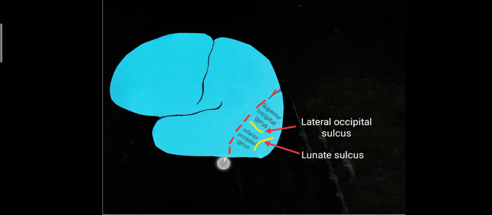This is the imaginary line which separates the occipital lobe from the other lobes. Here you can see a horizontal sulcus, termed the lateral occipital sulcus, which separates the occipital lobe into the superior occipital gyrus and the inferior occipital gyrus. And you can see a sulcus which runs downwards and forwards just above the occipital pole, and that is termed the lunate sulcus, as it has a lunate shape.